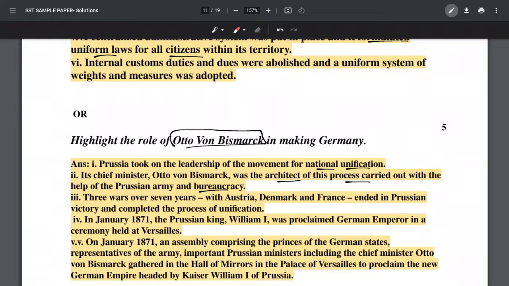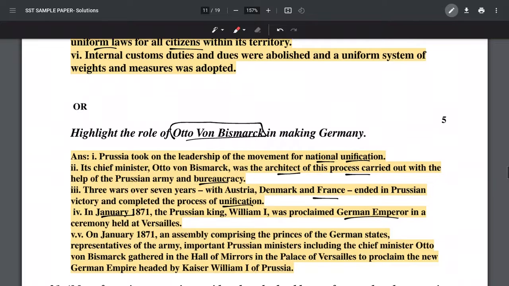There were three wars taken place over a duration of 7 years, against Austria, Denmark, and France, which ended in Prussian victory, and it completed the process of unification of Germany. Similarly, in January 1871, the Prussian king William I was proclaimed as the German emperor, and the ceremony for the same was held at Versailles.